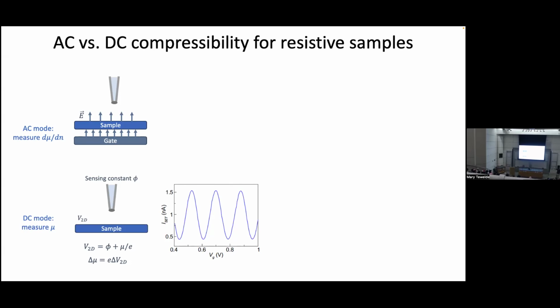And so we have simultaneously effectively a DC measurement of the same quantity. So what we're doing is we're parking our tip right here at some value of the current.